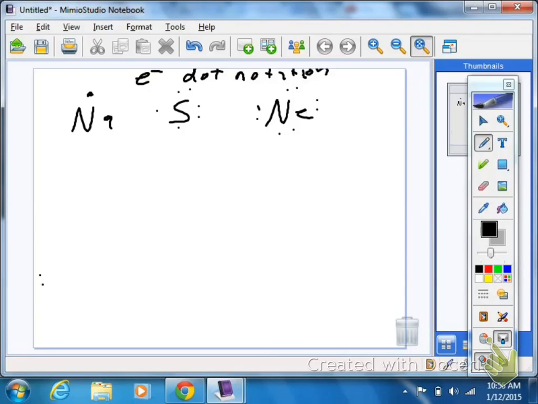Again, we're going through this really quick. All right? So, first thing we'll do is we'll write these structures out that obey the octet rule.